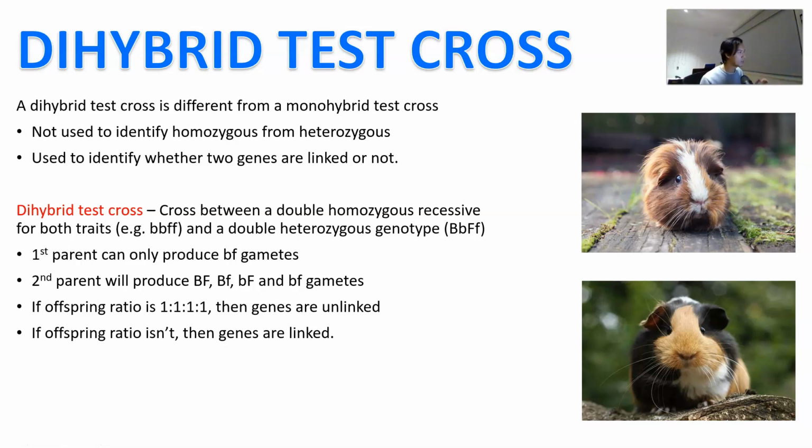So the idea behind it is you already know the genotypes of the parents, but you're trying to figure out whether that particular trait combination is going to be linked or unlinked. Let's say the first parent can only produce lowercase b, lowercase f gametes, whereas the second parent is going to produce all four of the possible combinations because they are a double heterozygote, right?